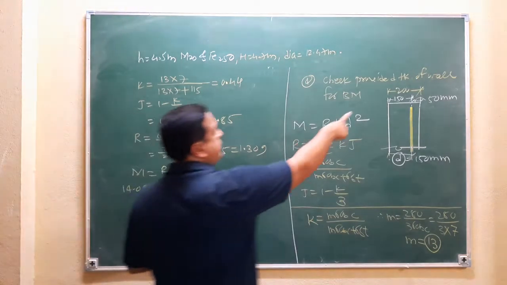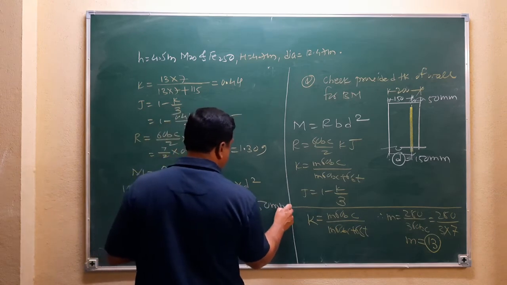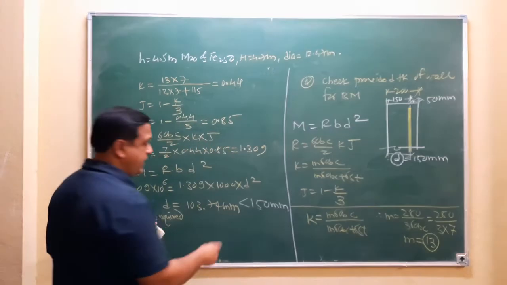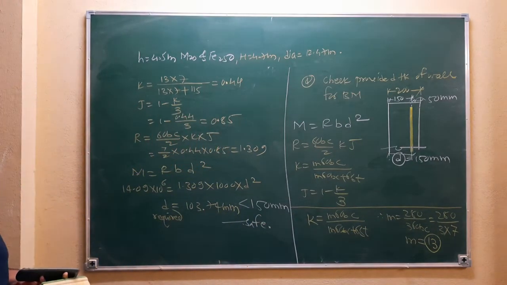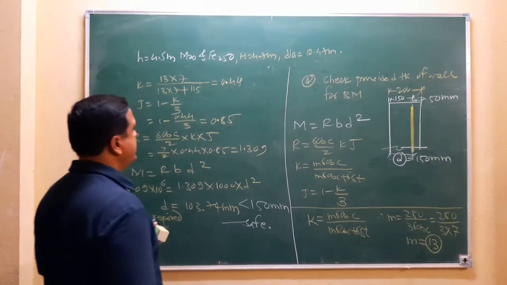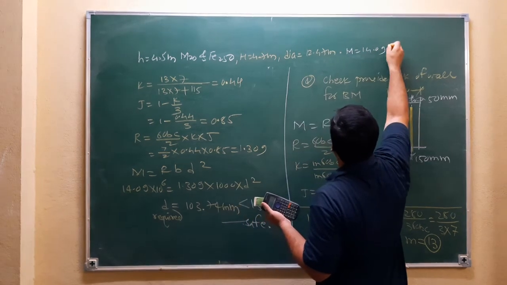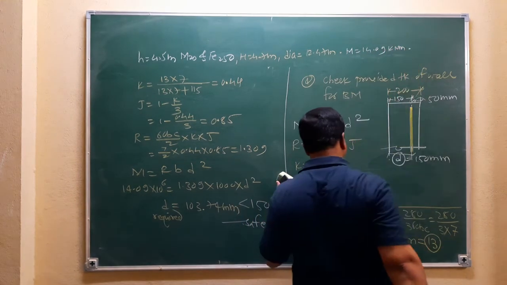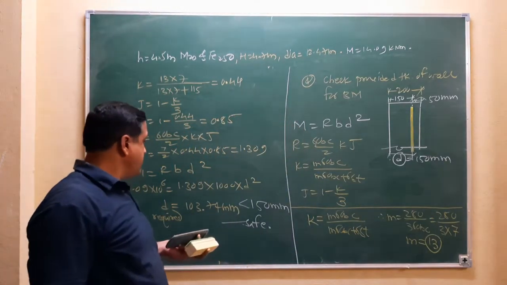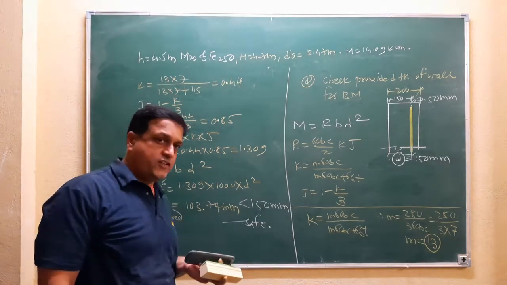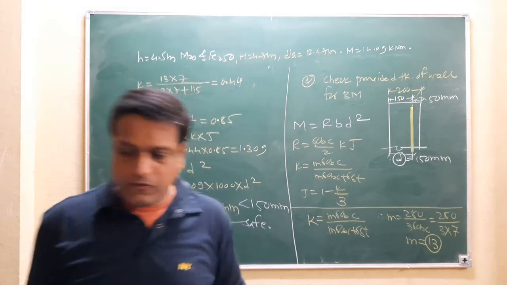Our provided depth is 150 mm. So it's okay. The required depth is less than the provided depth. So our wall is safe for the bending moment. The bending moment value is 14.09 kilonewton meter. This is the satisfactory check for the thickness of wall for the bending moment.